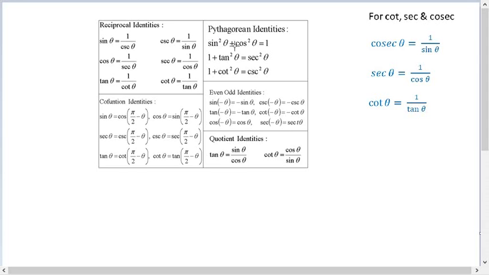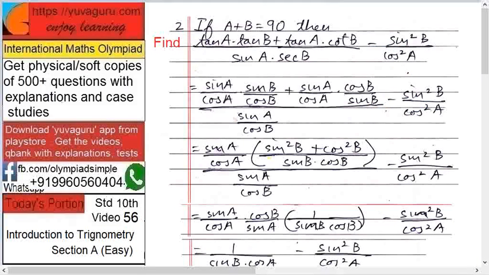So sin square theta plus cos square theta equals 1. 1 plus tan square theta equals sec square theta. And 1 plus cot square theta equals cosec square theta. Okay, so what we get? See this. Sin a upon cos a into, now this sin b upon cos b below, we will bring it up. So what it becomes? Cos b upon sin b.